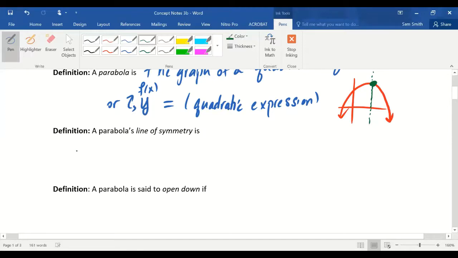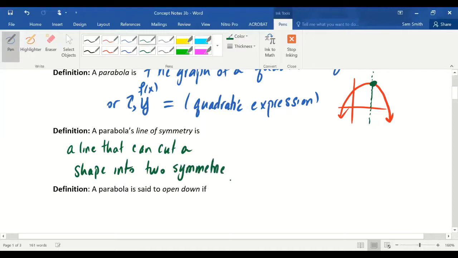A line of symmetry is a line that can cut a shape into two symmetric or identical pieces. Pieces with a C. All right, now I have drawn this particular parabola so that it has a highest point and it sort of cascades down from there.